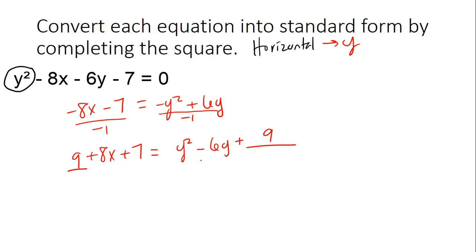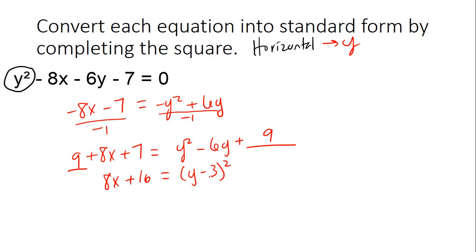All right. So now we're at the point where we factor and simplify. So we're going to simplify. We get 8x plus 16 equals (y minus 3) squared.